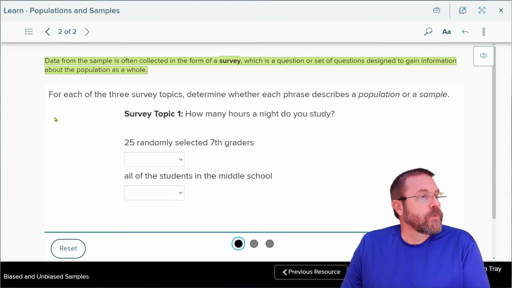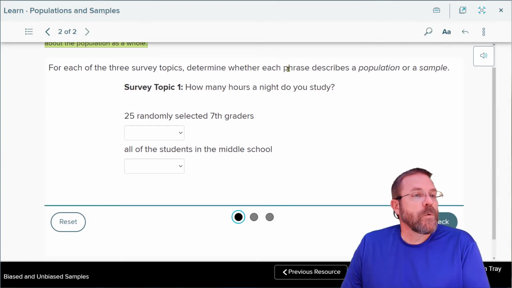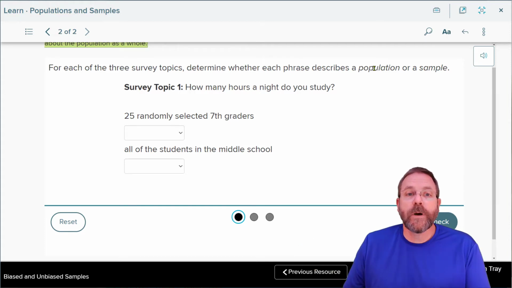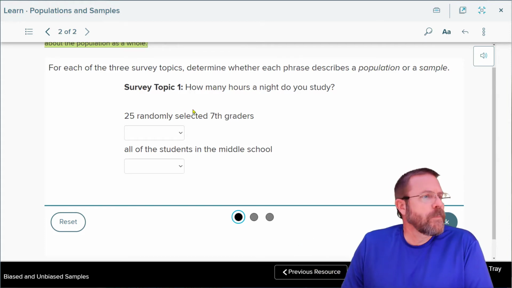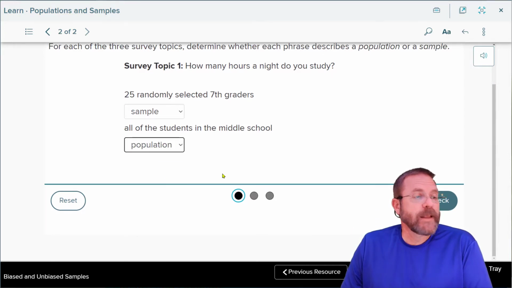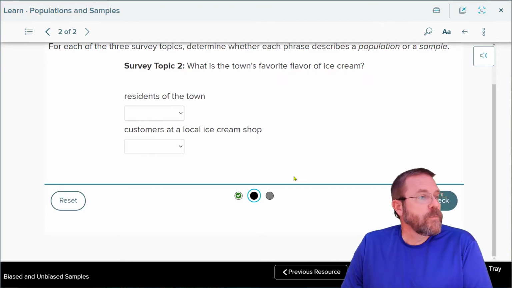For each of the three survey topics, determine whether each phrase describes a population, meaning everybody, or just a sample of the population. 25 randomly selected 7th graders, that's going to be a sample of the population. Meanwhile, all the students in the school, that's going to be the entire population. Let's look at the next one.